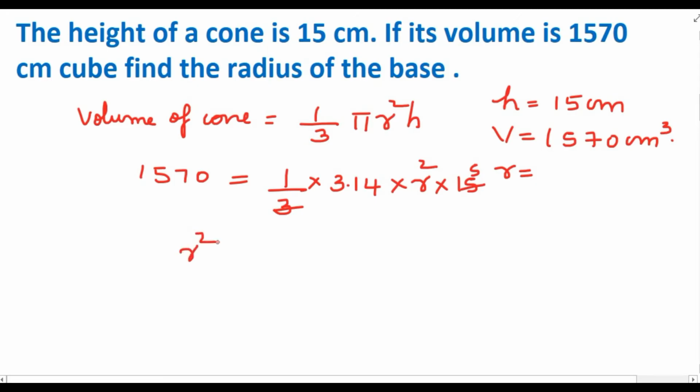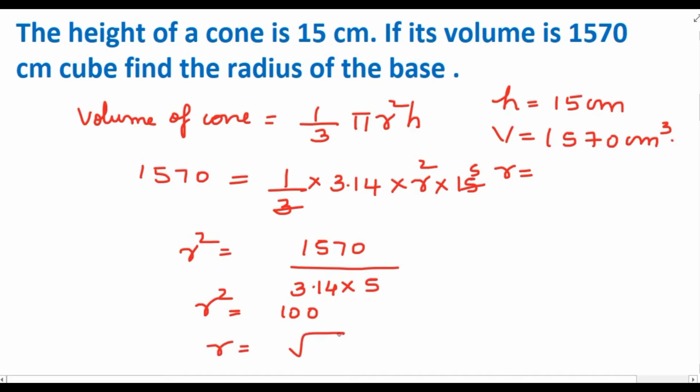Now r square we need to find out: 1570 divided by 3.14 into 5. So when you simplify this, you have r square as 100 and r will be the square root of 100, which is equal to 10 centimeter. So the radius of the cone, which is having the volume 1570, is 10 centimeter.